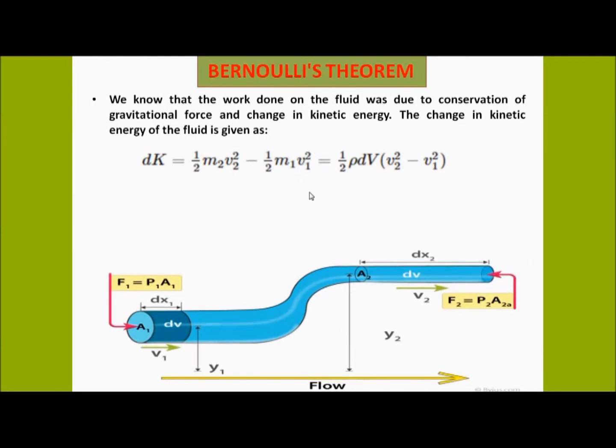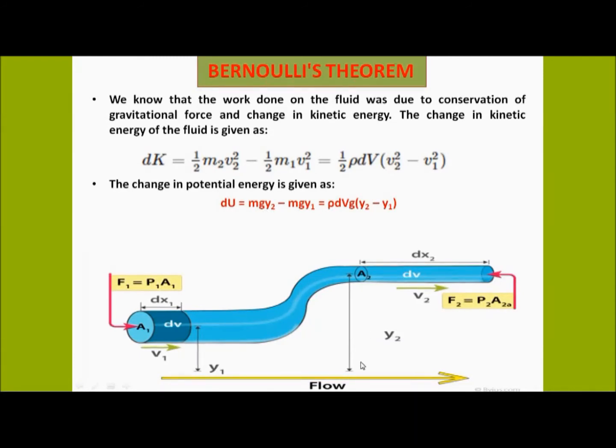Thus you can take out rho, because mass is simply density into volume. So here we keep density into the change in volume, and v2 squared minus v1 squared. Then similarly, the change in the potential energy, delta U, is equal to mgy2.